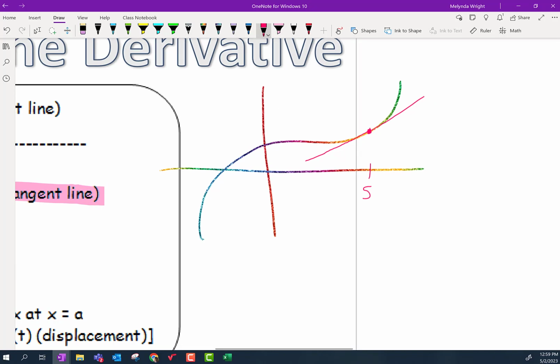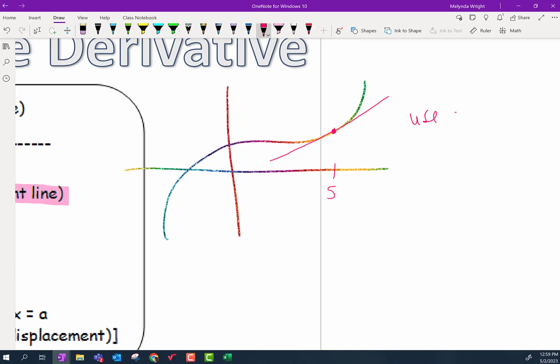So you can use the derivative to find the slope of the tangent line. Sorry for my messy writing. Oh my gosh, slope of tangent line. So that's one use of the derivative, is to find the slope of the tangent line. Another use of, so are we good with that?